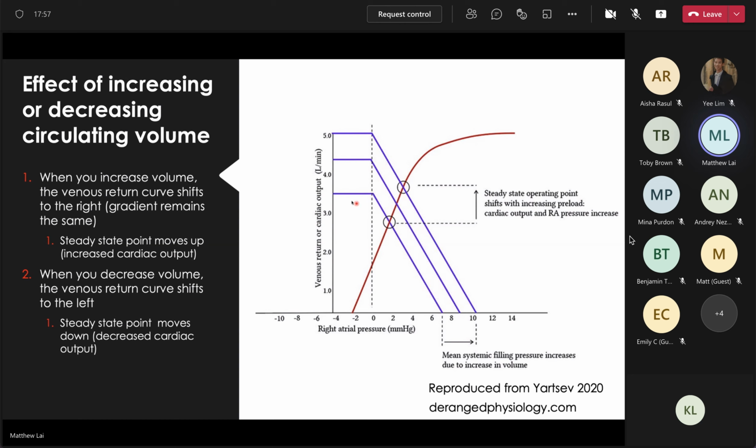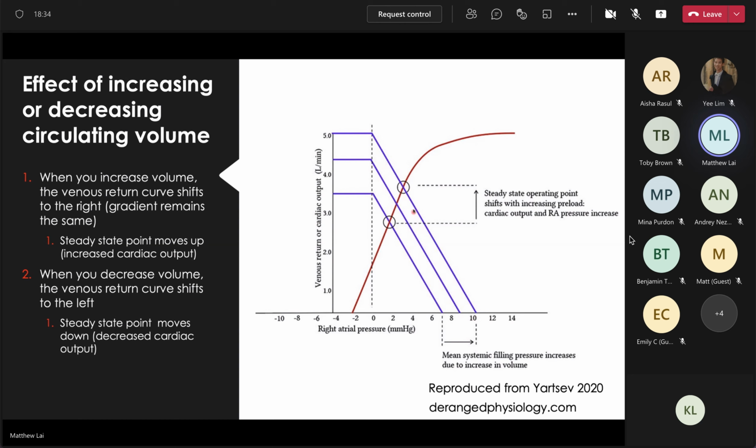So let's say we start here at this point here. So when we increase volume, as we remember from our experiment, when Guyton added more volume in, the mean circulatory filling pressure increased. So here's our original venous curve here. Let's go to the mean circulatory filling pressure. So we've added volume in. This increases the mean circulatory pressure along the x-axis. So it shifts this entire line to the right.